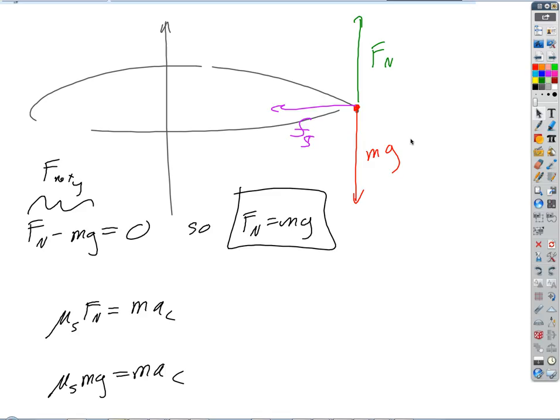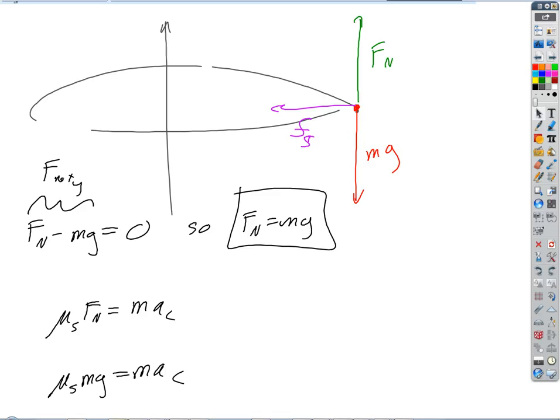What are the forces? Normal force pointing up, weight pointing down, and the frictional force is what's providing the centripetal force this time. If it were a satellite, it would be gravity. If it were a rock on a string, it would be tension. But in this case, it's friction. So what were the equations of motion?